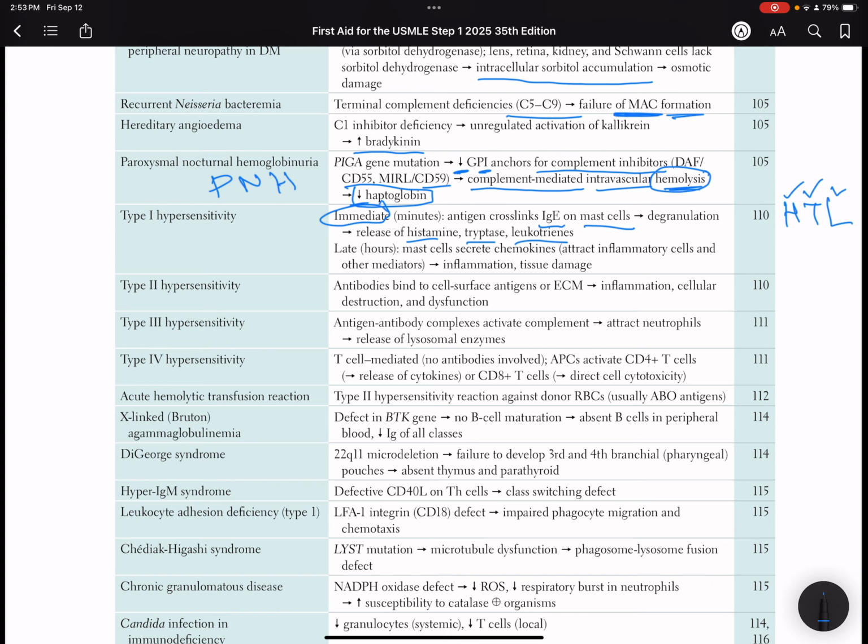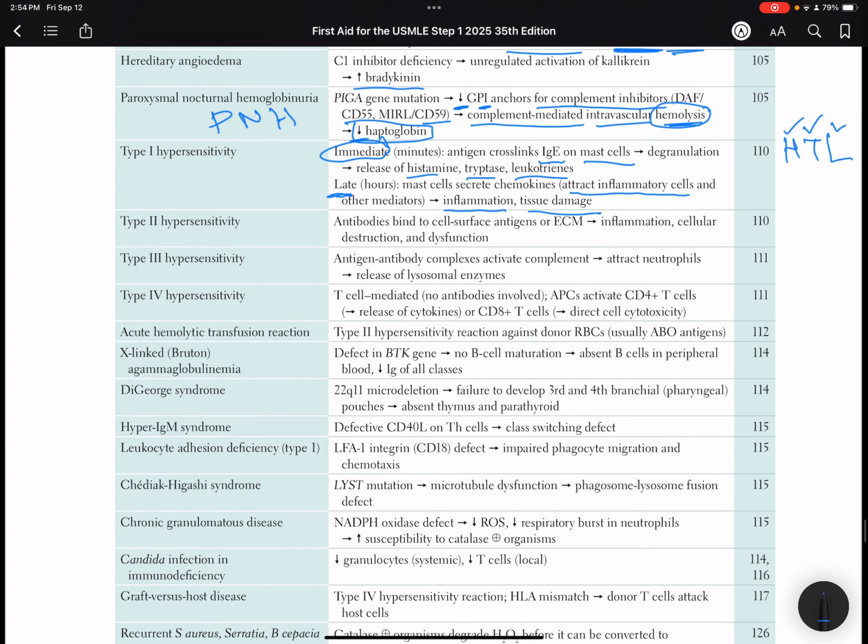Type 1 hypersensitivity late, which you will see in hours, is due to mast cells that secrete chemokines and they attract inflammatory cells and other mediators. This leads to inflammation, tissue damage.